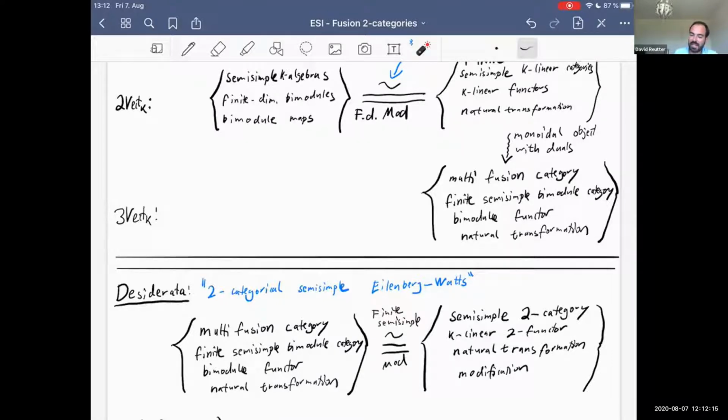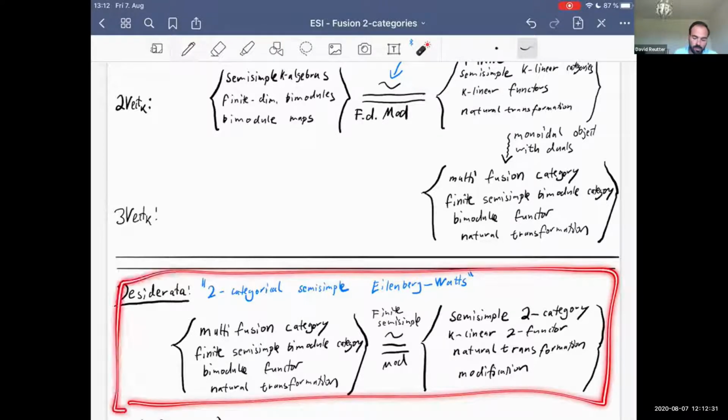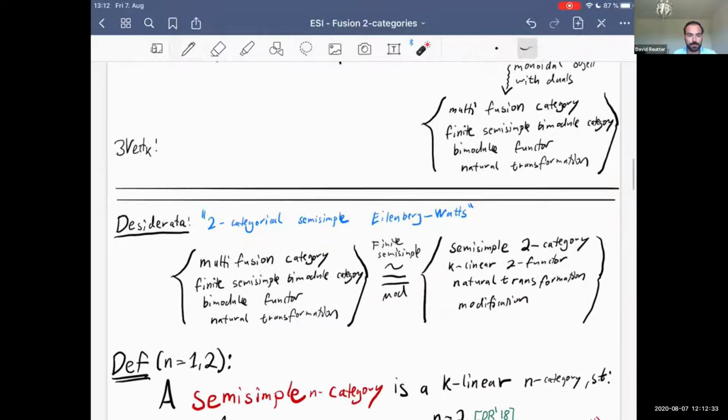And once we have that, we can just say, well, a fusion 2-category or multifusion 2-category is essentially just a monoidal 2-category whose underlying 2-category is semisimple. And then we're sort of in business and have sort of duals. And this is what we're going to do. So this is really the main part, if you want, of this talk.